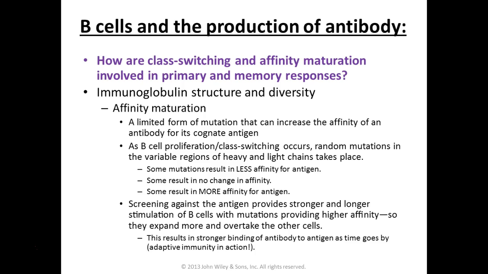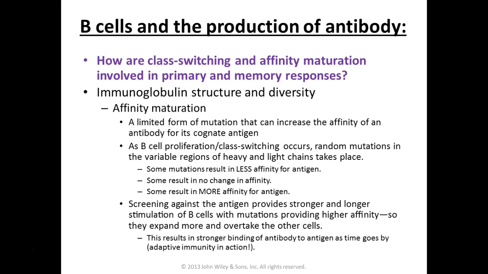So that's the difference with primary, right? It's going to take time for class switching to happen. Where if it's a memory response, if those are memory cells, they may already be class switched. They may already be memory IgGs or memory IgAs. Programmed to go that route. The other thing too is they may have gone through this process already, that memory cell has a really good affinity for the antigen. Affinity, we talked about this last time. What does this mean? What does affinity mean?